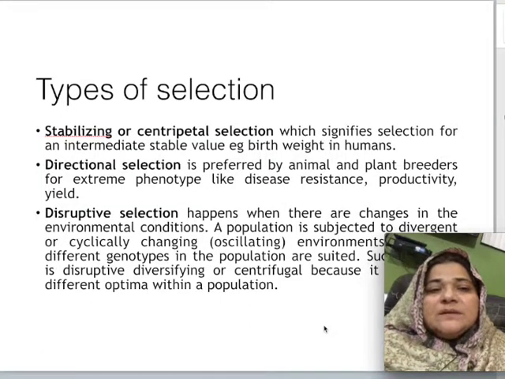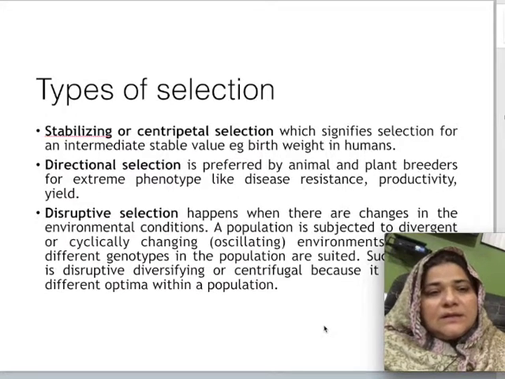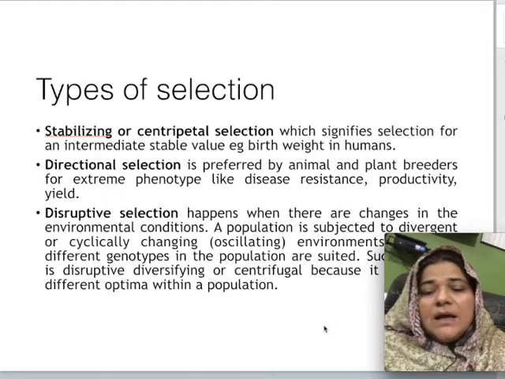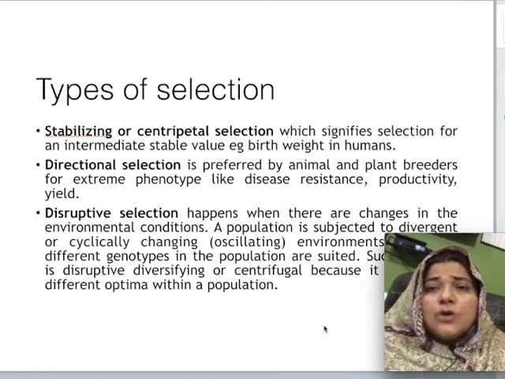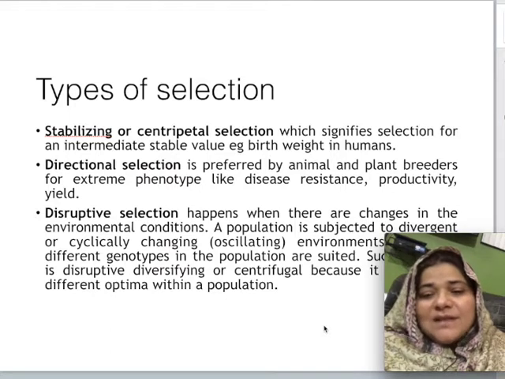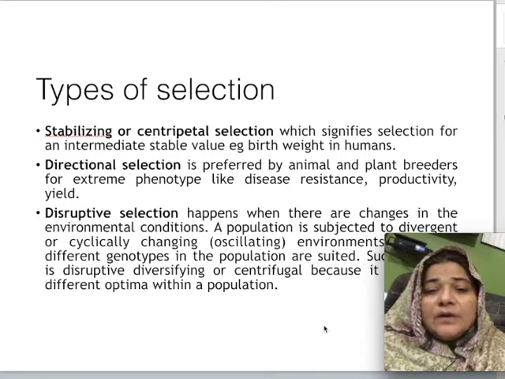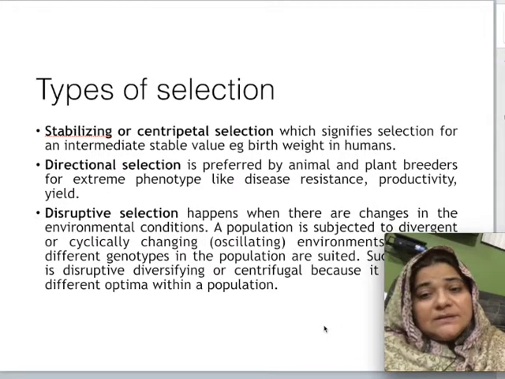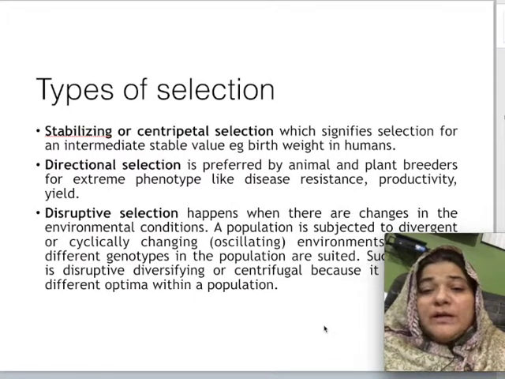The next type is directional selection. Directional selection is the one that is preferred by animal and plant breeders. Say, for example, all these different varieties of dogs that we have exist only because some dog breeders took interest and selected those desired characters in their population which they wanted in the dog breed that they were developing.